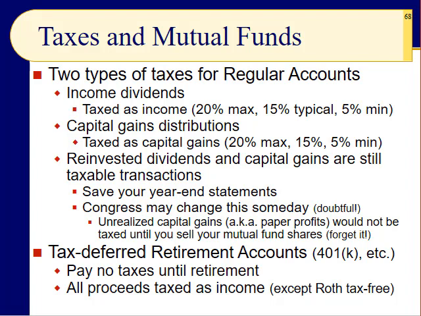Now, reinvested dividends and capital gains are still taxable transactions. So this is the dynamic. The market might have fallen in one year, and at the end of the year the person sees that their $10,000 is now $8,000, but they still get a 1099 that says you owe so much money in taxes because you made so much money. What do you mean I made money? I lost money. Well, no. The fund distributed some earnings in the form of dividends, interest, capital gains. The value of the fund fell, but still you received those as reinvested shares.